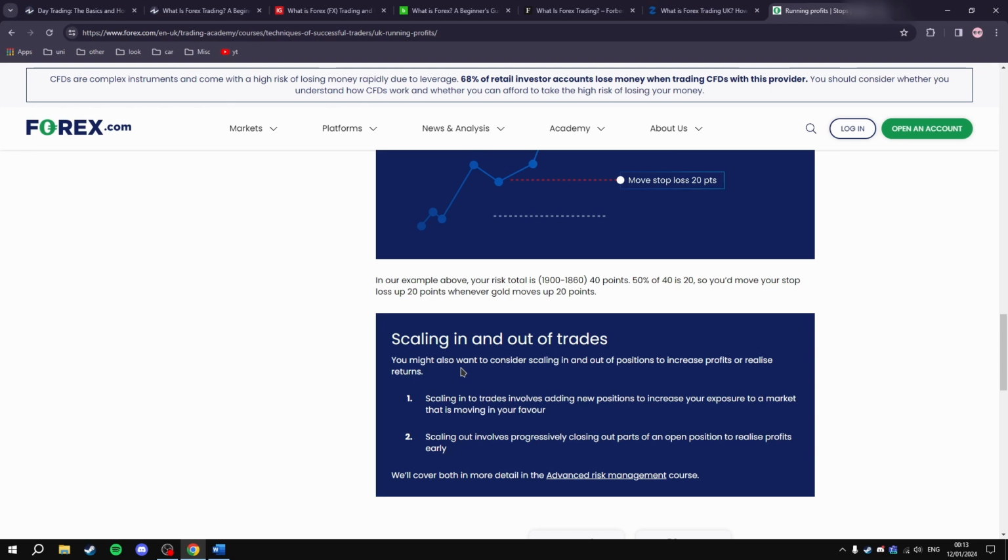Scaling in and out of trades. You might also want to consider scaling in and out of positions to increase profits or realize returns. Scaling into trades involves adding new positions to increase your exposure to a market that is moving in your favor. Scaling out involves progressively closing out parts of an open position to realize profits early. We'll cover both in more detail.